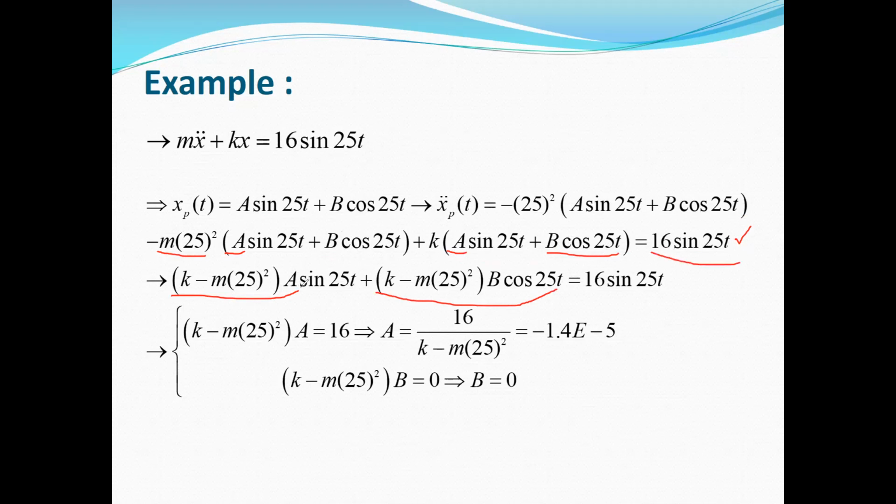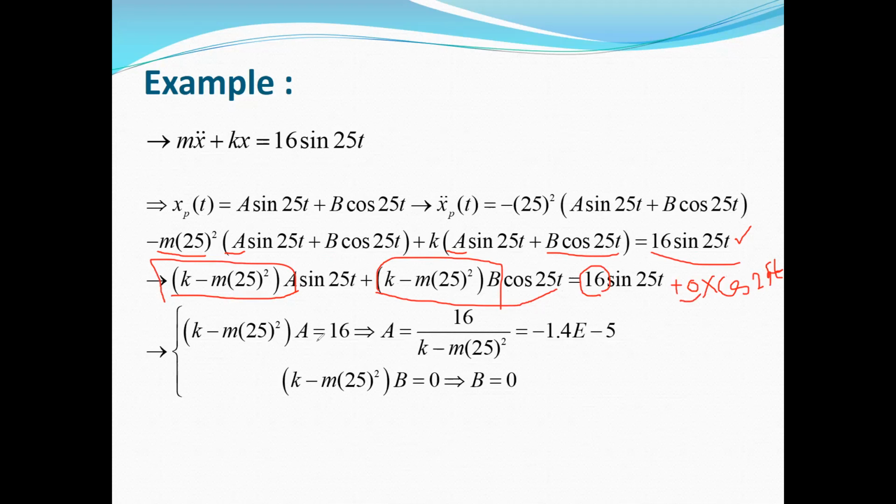The coefficient of sine on the left hand side must be equal to the coefficient of sine on the right hand side of the equation. So this term must be equal to 16, and the coefficient of cosine, which is b times this term, must be equal to the coefficient of cosine on the right hand side, which is 0. Here you can see there is no cosine, so it means 0 times cosine 25t. So we can conclude that the coefficient of cosine on the left hand side must be equal to 0.